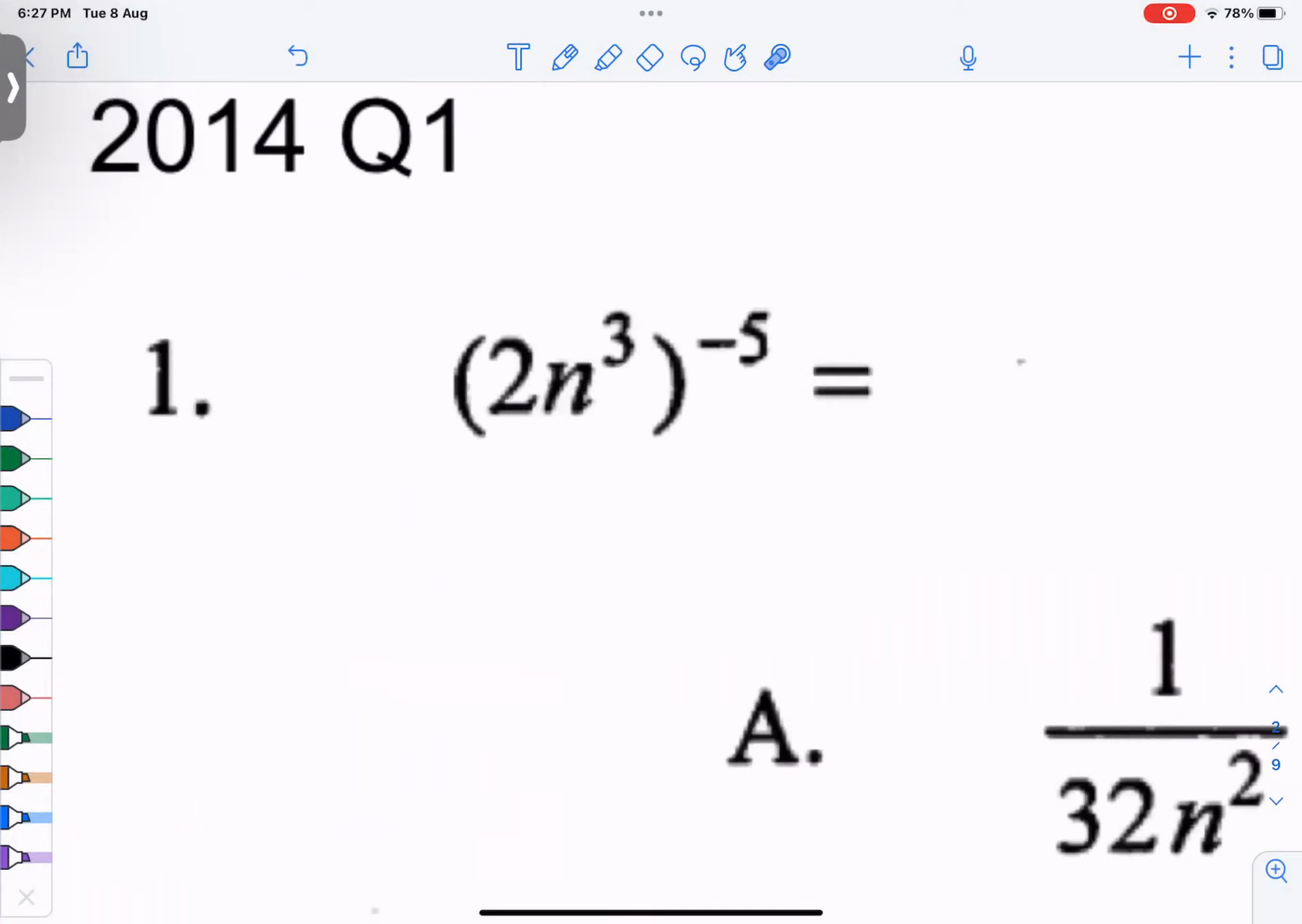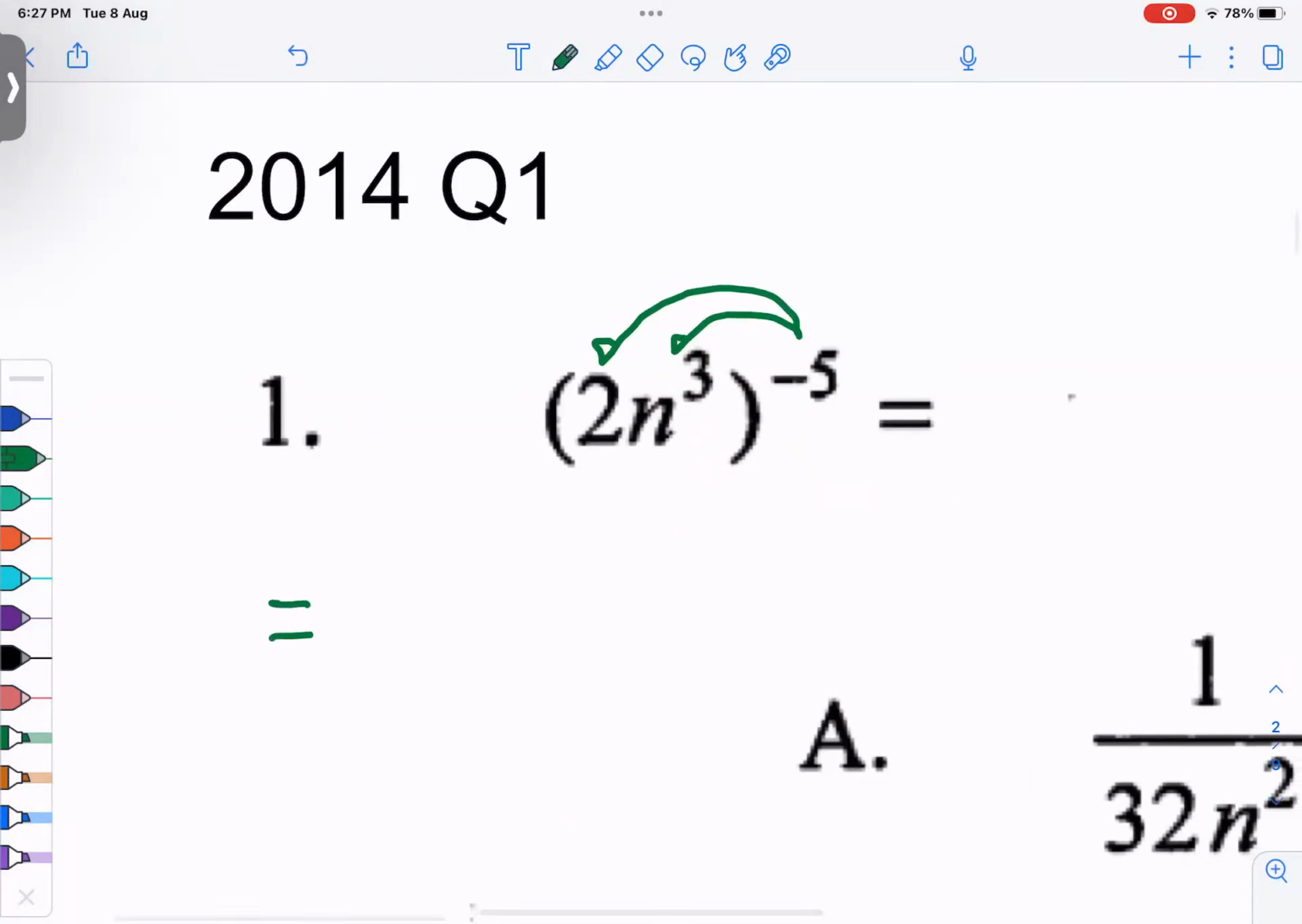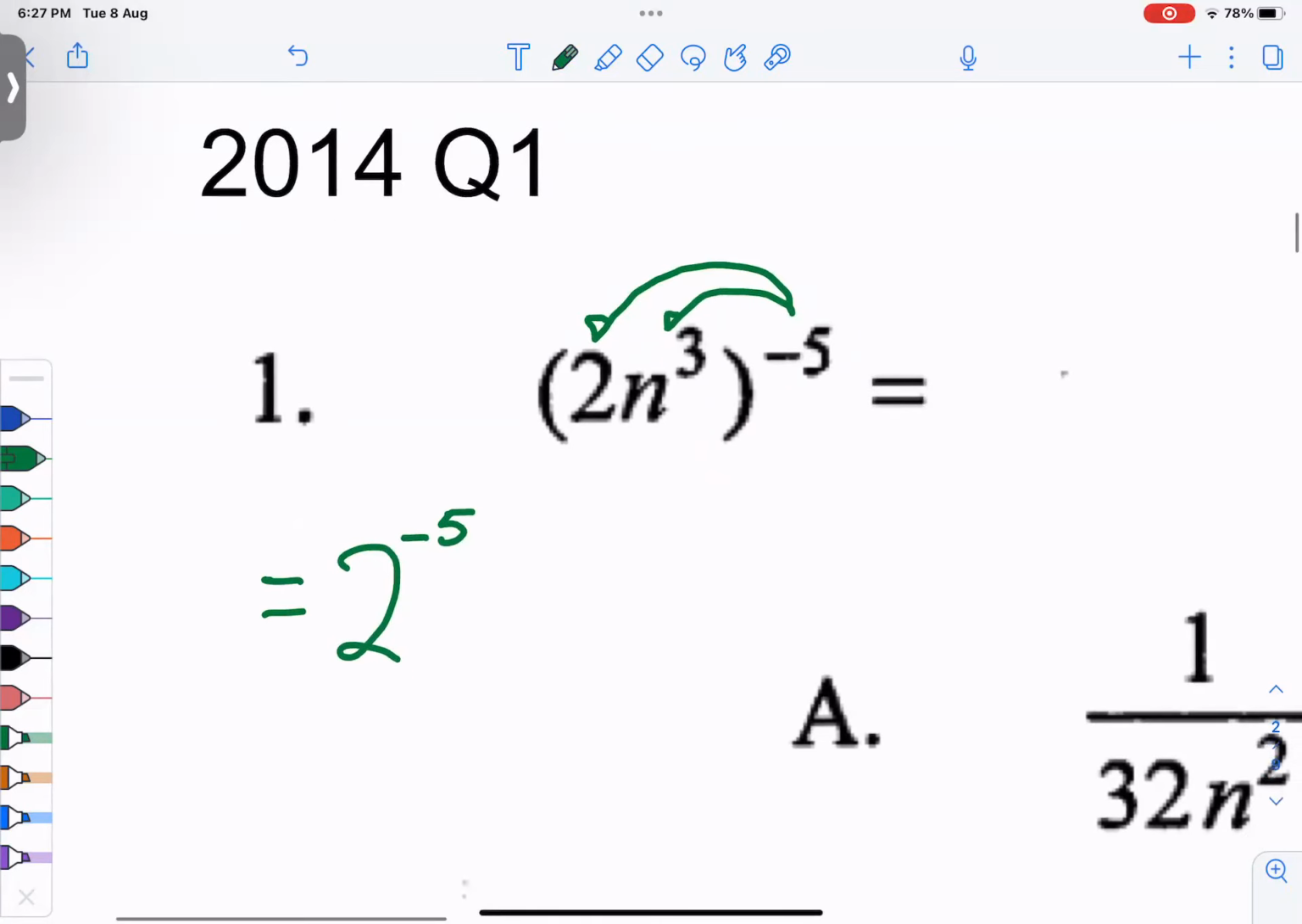So no matter what, we deal with the brackets first. Whatever is outside, give it to everything inside. So -5 goes here. It also goes to the n, and the n is already having a power inside, so the powers will multiply. So -5 goes to the 2. And then it also goes to n, and then for n, 3 times -5.